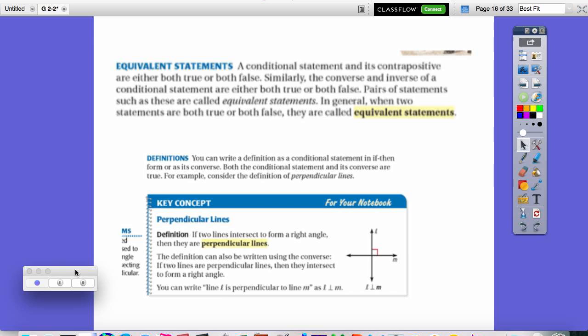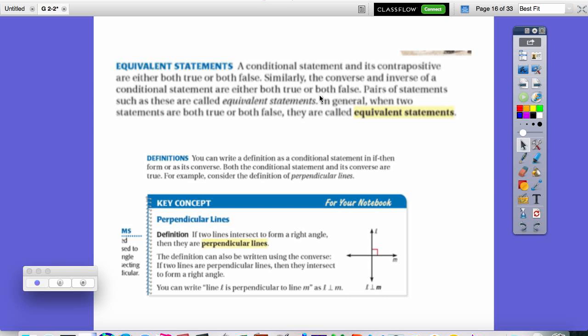I think I got ahead of myself a little bit when I was talking about the conditional, the converse, the inverse, and the contrapositive, and whether they were true or false, because I started hinting at this next topic, equivalent statements. A conditional statement and its contrapositive are both either true or both false. And the converse and the inverse of a conditional statement are both either true or both false. Both pairs of statements are called equivalent statements. In general, when two statements are both false or both true, they are called equivalent statements.